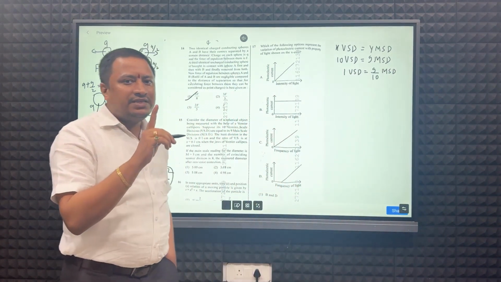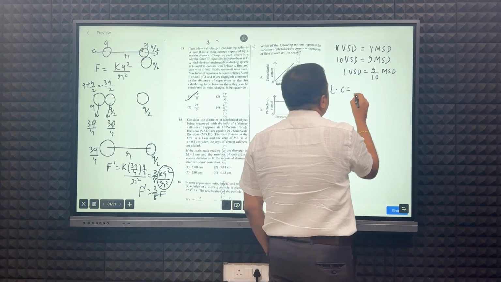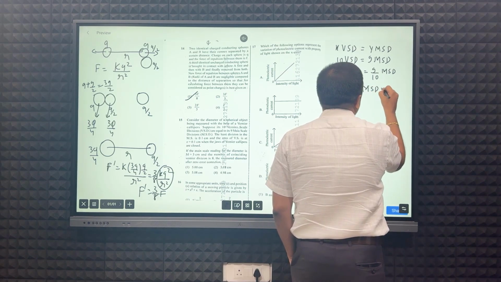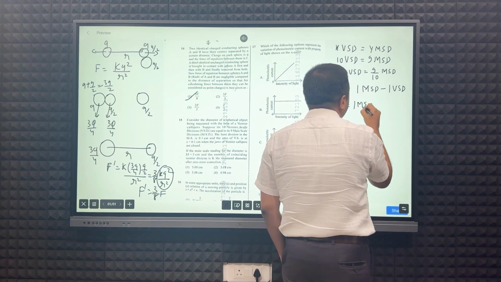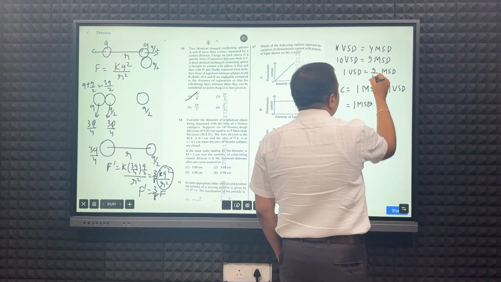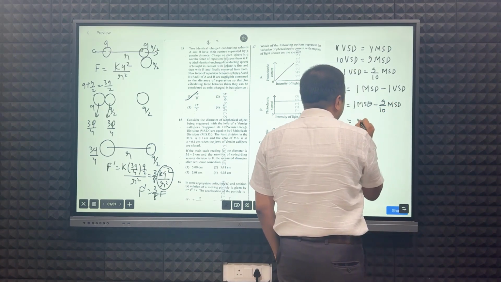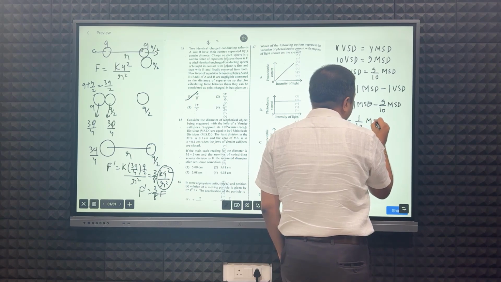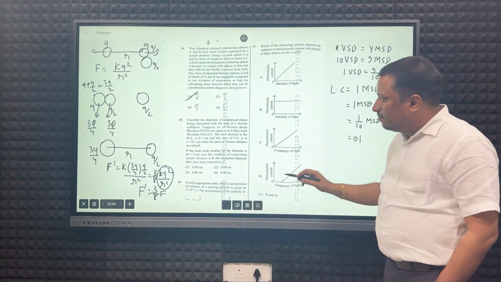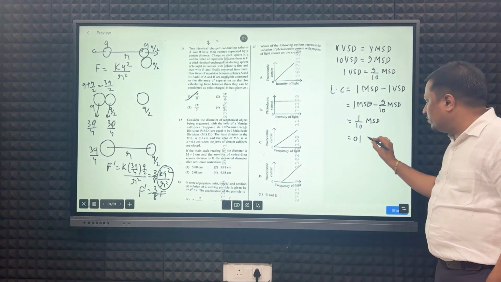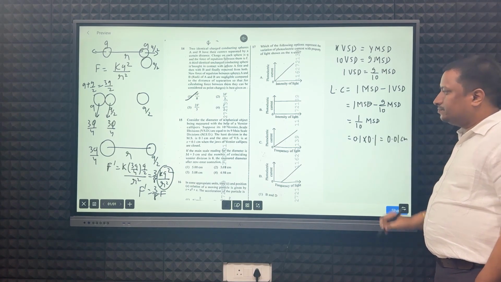Please remember, one main scale division minus one vernier scale division will give me the least count. If I have to calculate the least count, that will be 1 MSD minus 1 VSD. Can I write 1 MSD minus 1 VSD is 9 by 10 MSD? It will give me 1 by 10 MSD. Is it okay for everyone? This is 0.1 MSD. What is the minimum main scale? It is 0.1 centimeter. Can I multiply it here? 0.1 centimeter, it is going to be 0.01 centimeter.